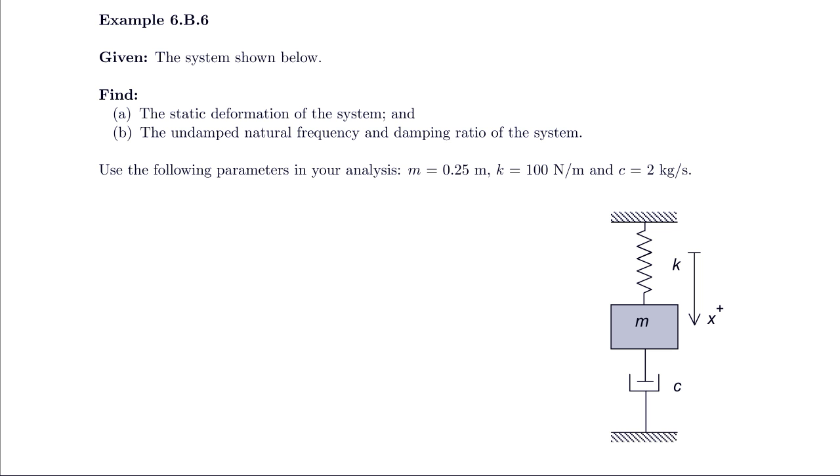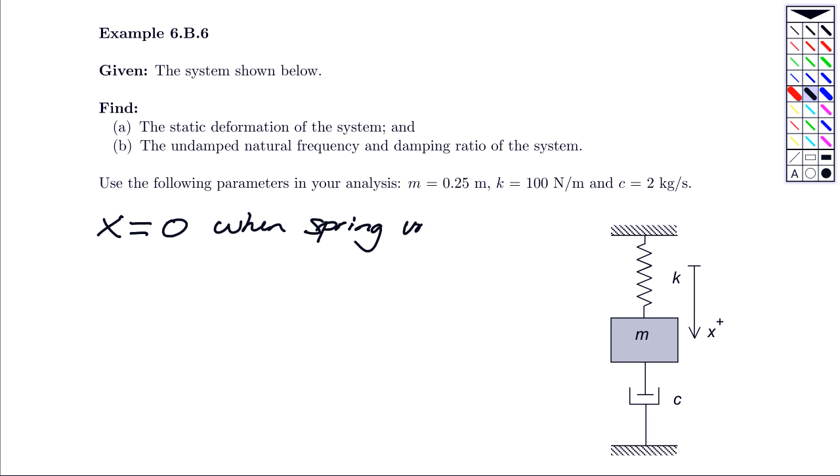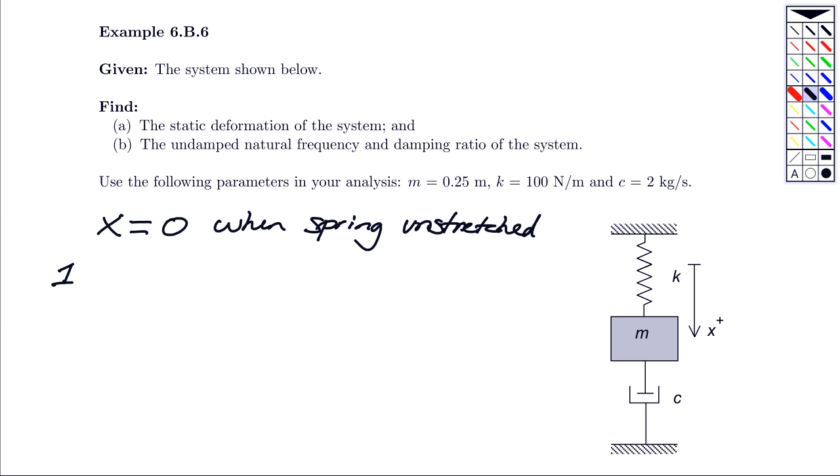I'm going to say that X, by my definition here, is equal to 0 when the spring is unstretched. As it is shown there, it just says that X is measured positively down, but it doesn't say from where it's measured. So we're going to measure that from the position of the block when the spring is unstretched. So if I draw the position of the block at some state, we know that up here, this is the unstretched state.